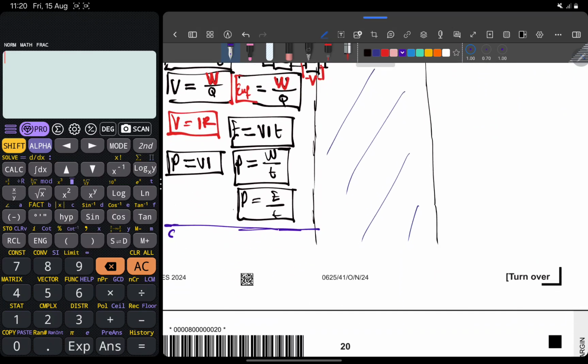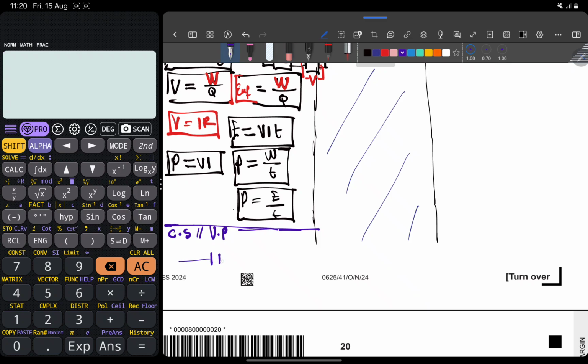From circuits, you must remember that current is the same in series, and voltage is the same in parallel. So when we have two parallel things, voltage is going to be the same. When we have two things in series, the current is going to be the same. But in series, voltage is shared.